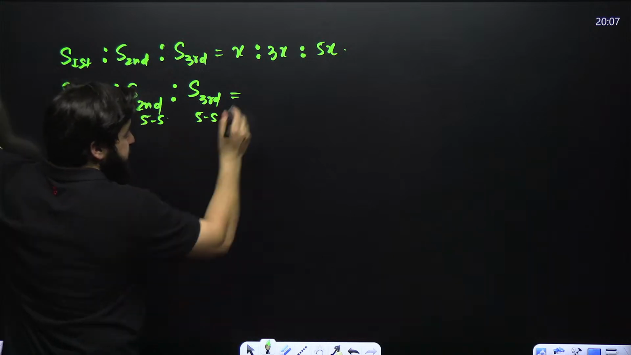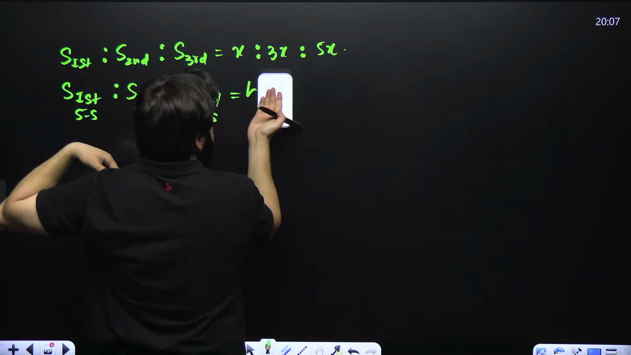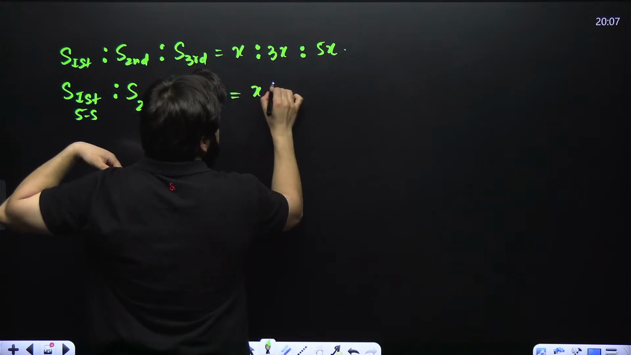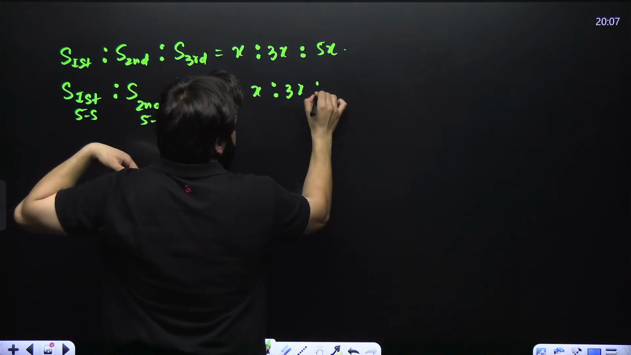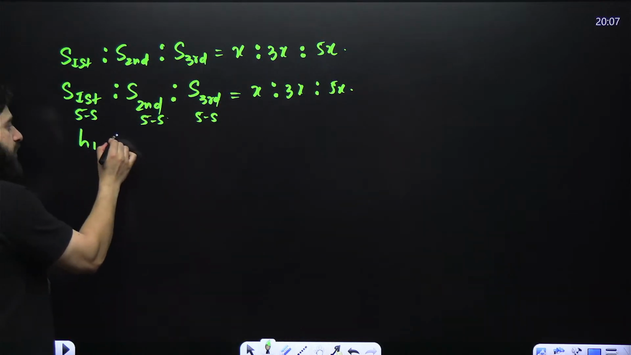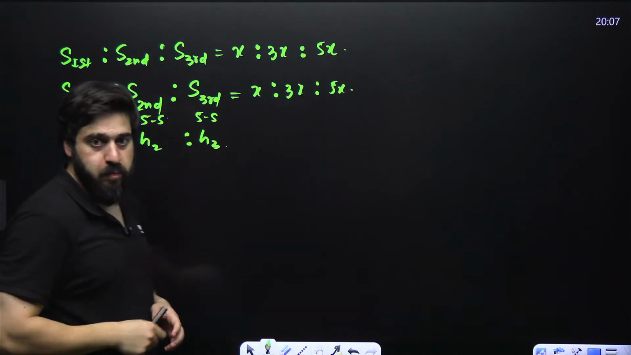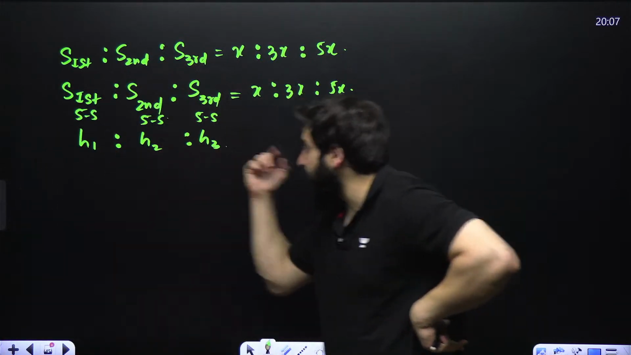So it is given as h1, I'll write over here, this is x is to 3x is to 5x, and so on. But this is given as h1 is to h2 is to h3. The ratio is given something like this.